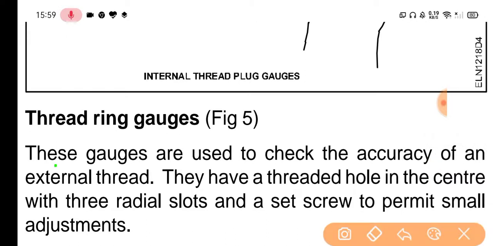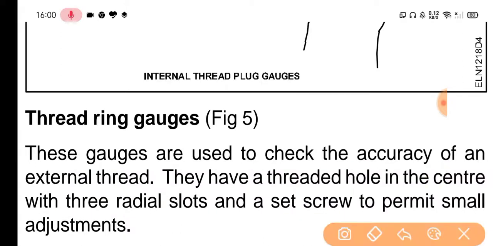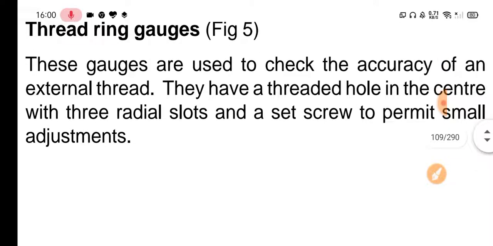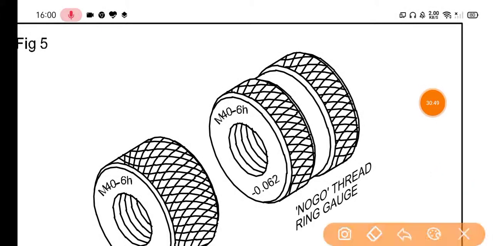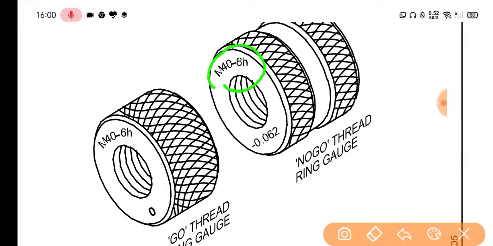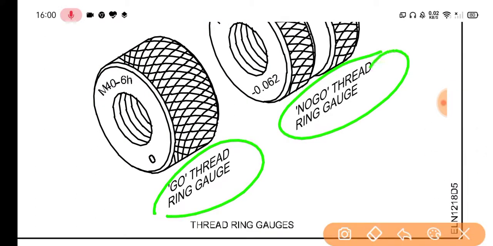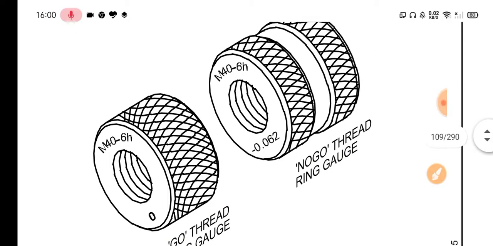Thread ring gauge. These gauges are used to check the accuracy of an external thread. They have a threaded hole in the center with three radial slots and a set screw to permit a small adjustment. And this is the M46H go thread. This is the go thread ring gauge. This is the no go thread ring gauge.